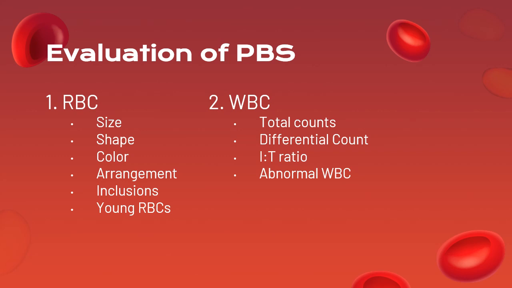Okay, number 1, under the RBC. So, we look at their size, their shape, their color, arrangement, inclusions, and kung may presence ba ng yung RBCs or yung reticulocytes. Okay? So, yun yung mga tinitingnan natin sa peripheral blood smear.